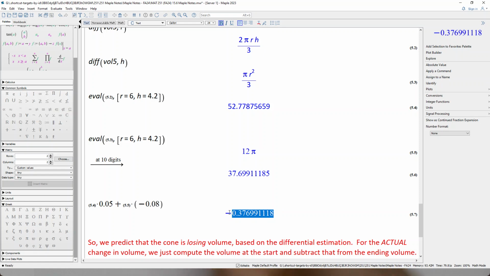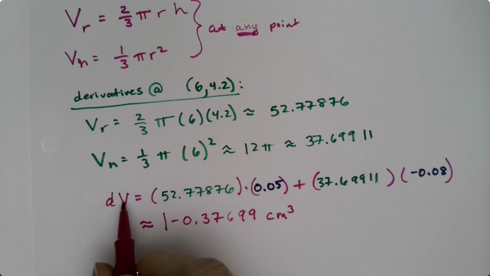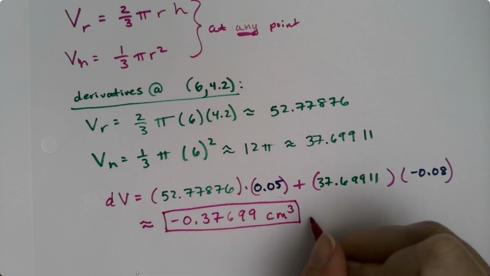So if I rounded to 3 decimal places or something like that, it'd be 377. I think I'll go the whole way. I'll go 37699. Good enough. And that'd be centimeters cubed because, of course, this is a change in volume, right? dV is change in volume. All right, so this is the approximation.